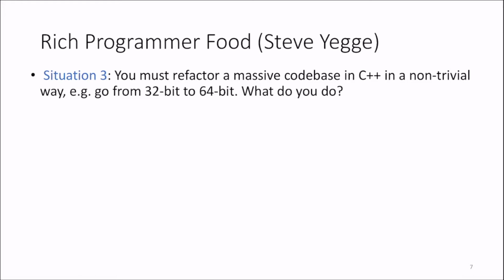Another situation is refactoring a massive code base in C++ in some non-trivial way. For example, going from 32-bit to 64-bit, it turns out, is not a trivial task. So again, you really need to transform C++ code, take it as input, and produce new output C++ code that obeys certain criteria. Compiler tools can help you do this in a provably correct way.